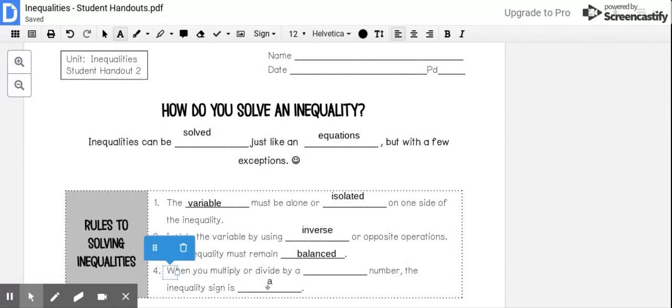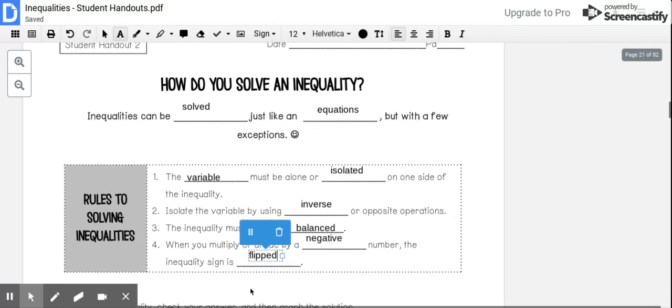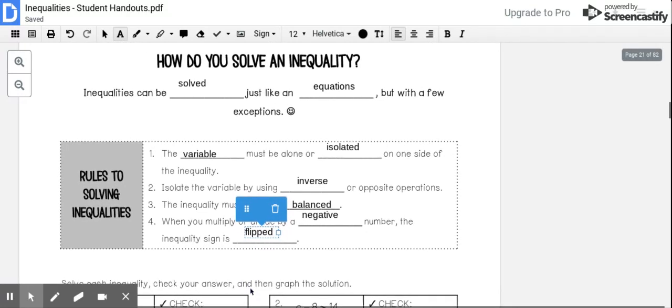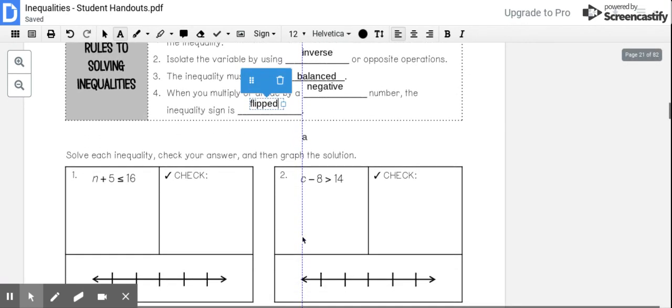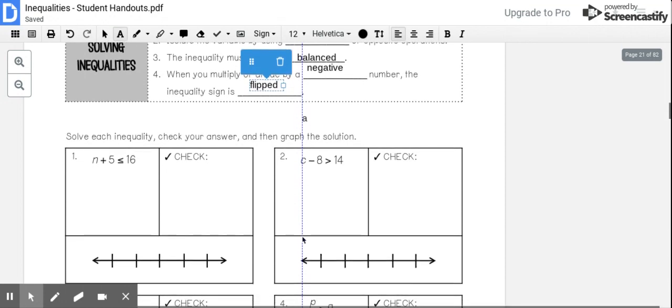So when you multiply or divide by a negative number, the inequality sign is flipped. So if it was greater than, it becomes less than, and then you keep everything else the same. And we will talk into more detail, or maybe we already have, on why we have to do that. But it's only when you multiply or divide and only by a negative. So that means the number with the variable is negative.